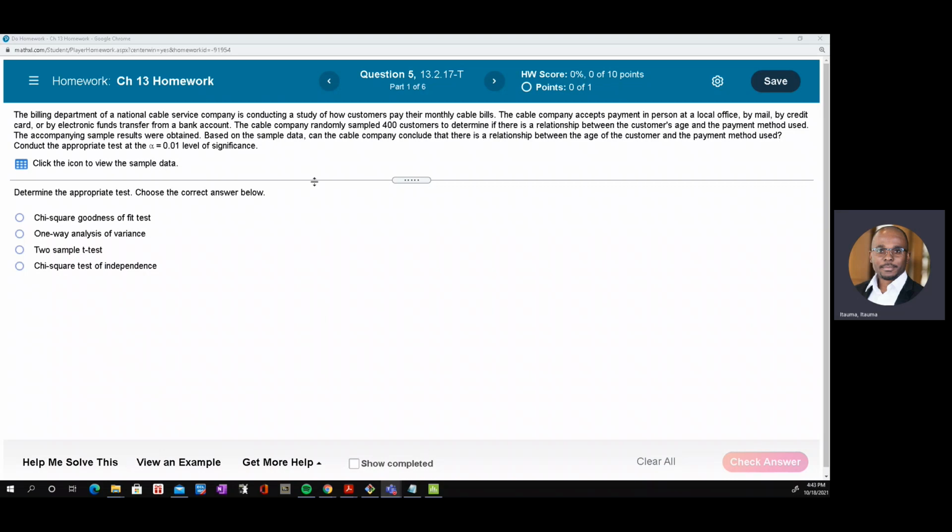Based on the sample data, can the cable company conclude that there is a relationship between the age of the customer and the payment method used? Conduct an appropriate test using a significance level of 0.01. First here, we have to determine the appropriate test. So the appropriate test for these would be a chi-squared test of independence.